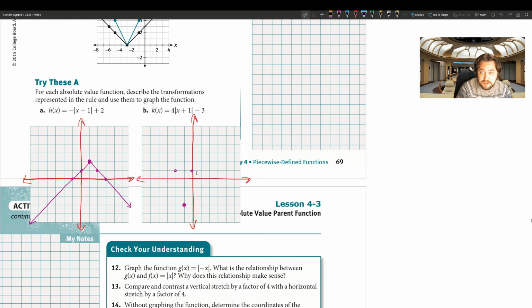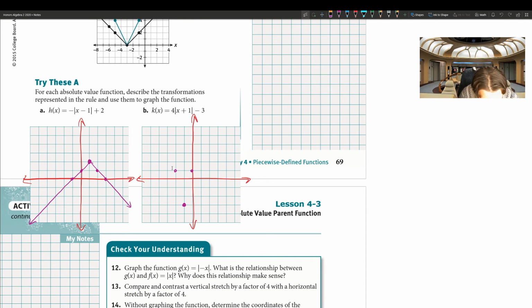So when x is 0, let's do that one first. 0 plus 1 is 1. 1 times 4 is 4. 4 minus 3 is 1. So that point checks out so far. The other one over here is -2. So -2 plus 1 is -1. The opposite of -1 is 1. 1 times 4 is 4, and 4 minus 3 is 1. So we're definitely on the right path here.